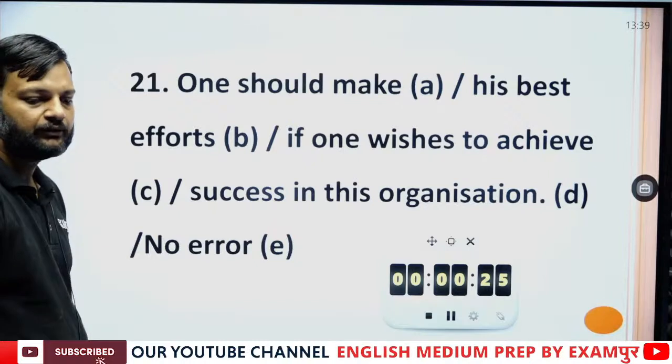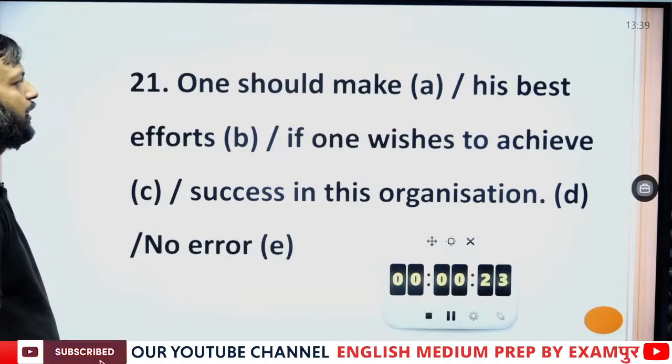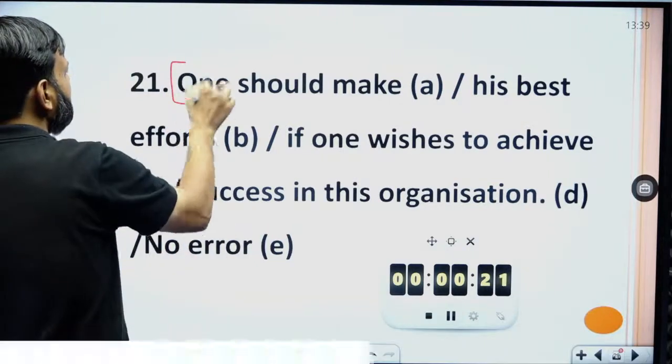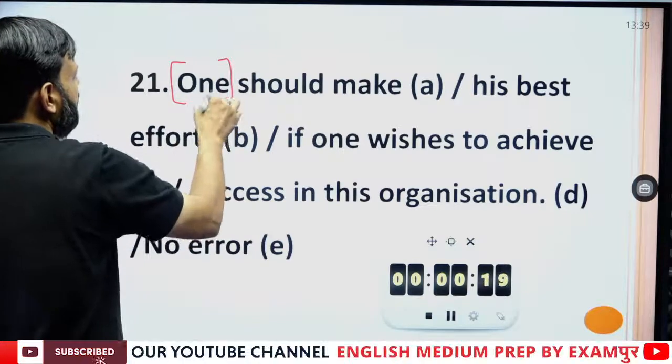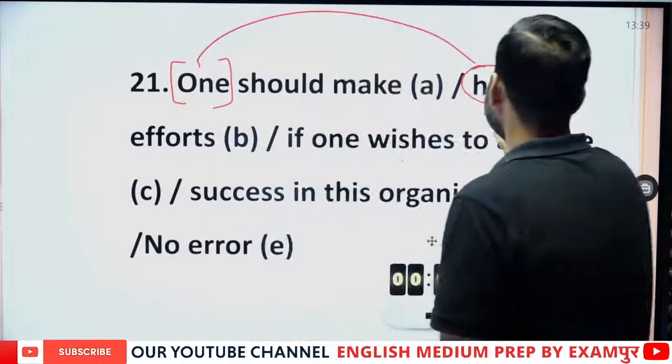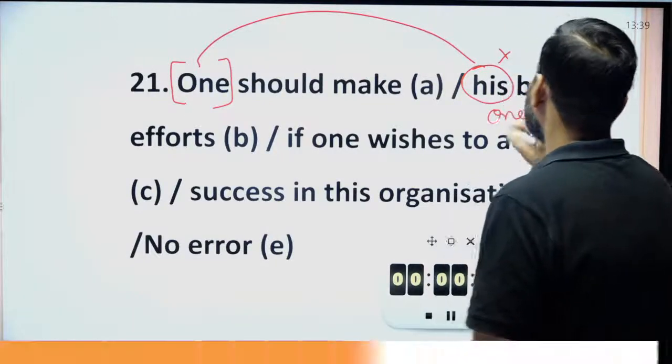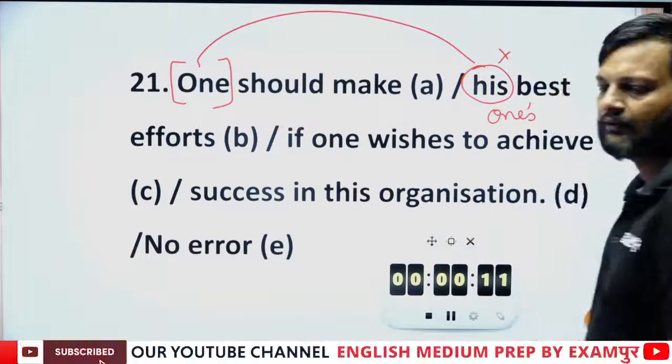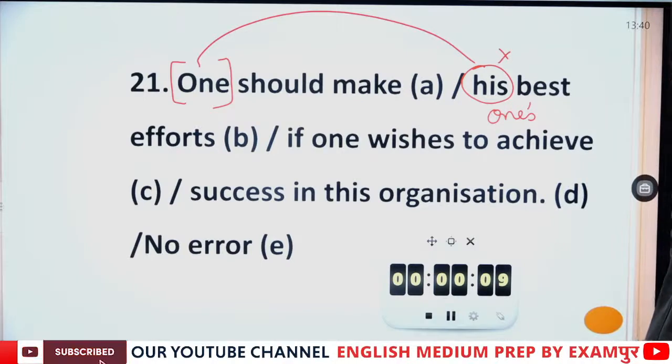Very easy question. See, here we have one as the subject. So one is always followed by once. So here in place of his, we need once. One is always followed by once, which is the possessive of one.